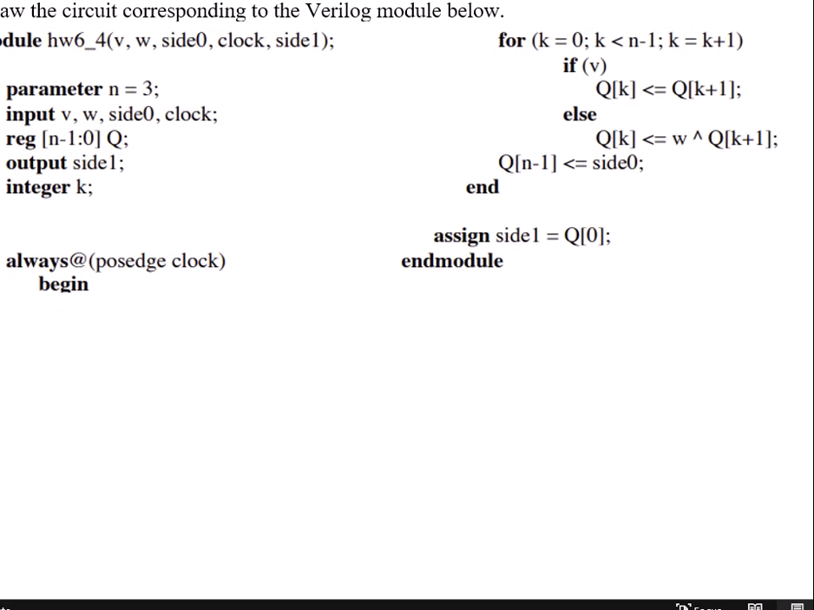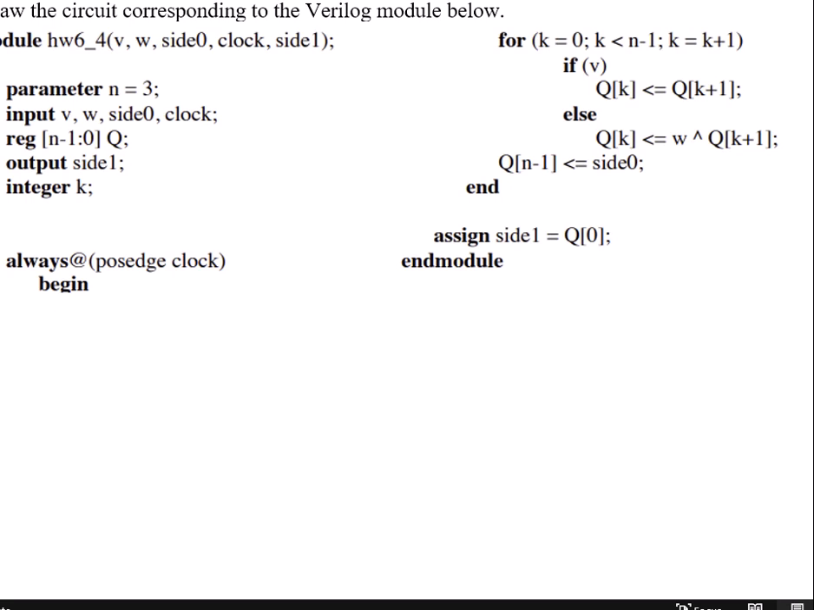First thing we have here is this parameter n equals 3. No particular reason, it's just a constant, just like you can have constants in any programming language. So for scalability, if you needed to change this at some point and make it not 3, you could do that. And then we've got our inputs, V, W, side 0, clock.